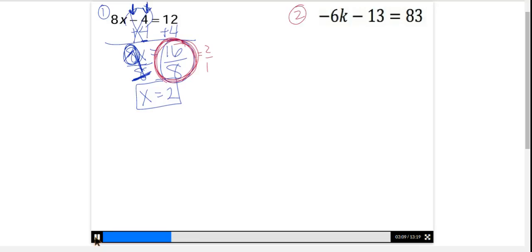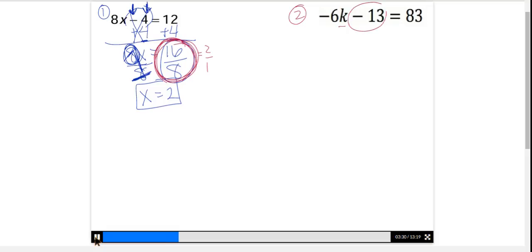All right, so let's look at the next problem, problem 2. Negative 6 times some number I don't know minus 13 gives me 83. And as you can see, our variable is a k rather than an x, and that's okay. You're going to start seeing lots of different letters. It means the same thing. It's some number I don't know. That's why there's a letter in its place.